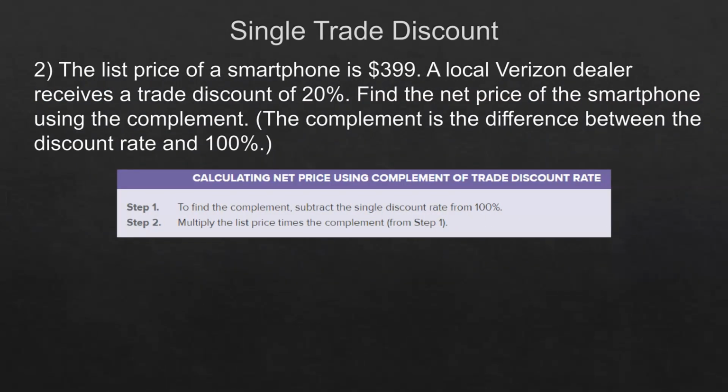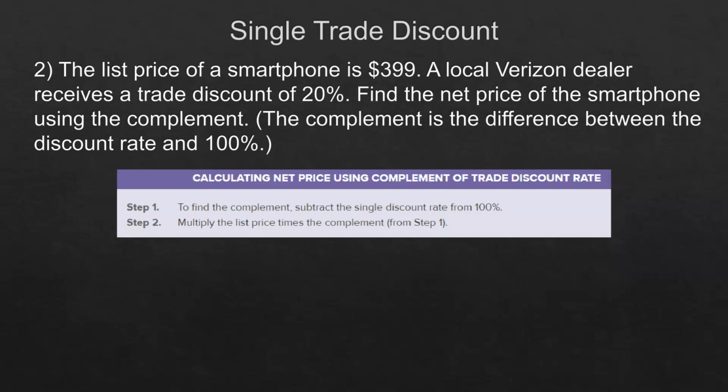Okay, so once again, we're on the single trade discount, but we're going to look at this in a different way. It's the same question as the previous slide, except I added this part. Find the net price of the smartphone using the complement. The complement is the difference between the discount rate and 100%.